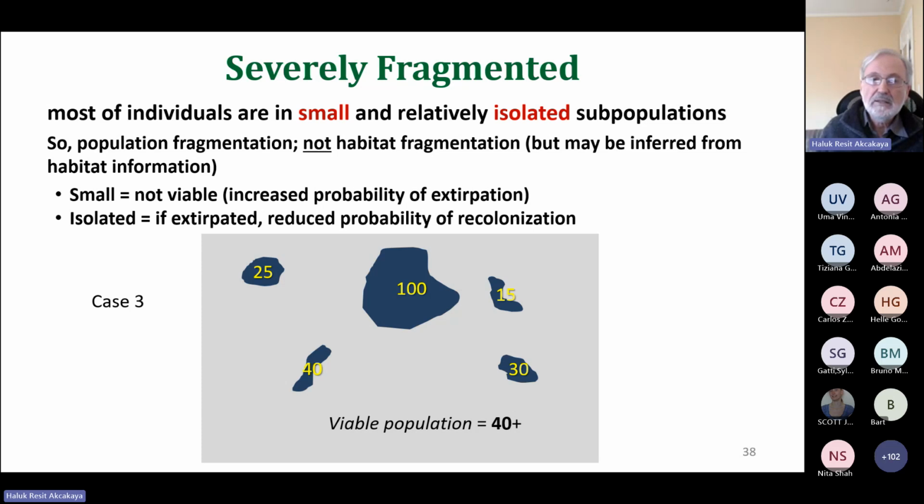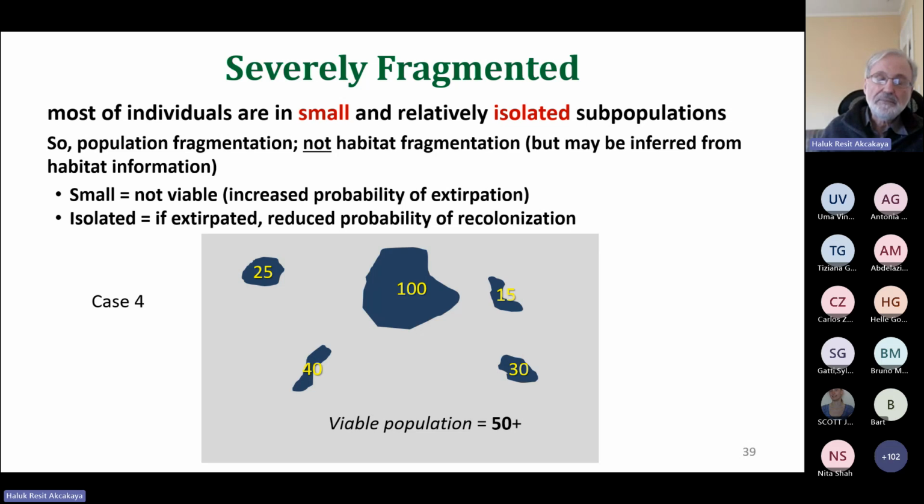In that case, this species would not be severely fragmented. Why? Because if you add the viable populations that are 140, their sum is more than the populations that are not viable, which are 30 and 15 and 25. So there are 70 individuals in not viable and 140 in viable. That means most of the population is not in small and isolated populations. A minority is, so it's not severely fragmented.